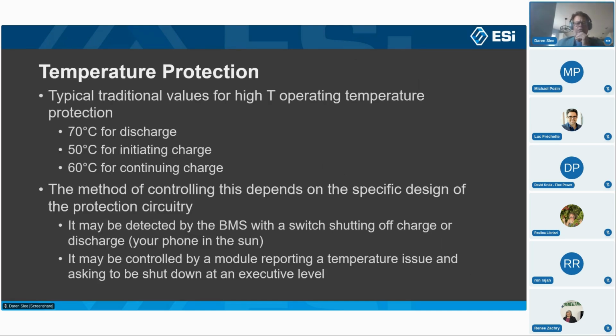So, temperature protection. These are typical values from cell data sheets. It is surprising to some folks that you can withstand discharge at 70 degrees C before protection electronics will kick in and stop discharge. On charging, they are spec'd for lower temperature levels to interrupt charging.